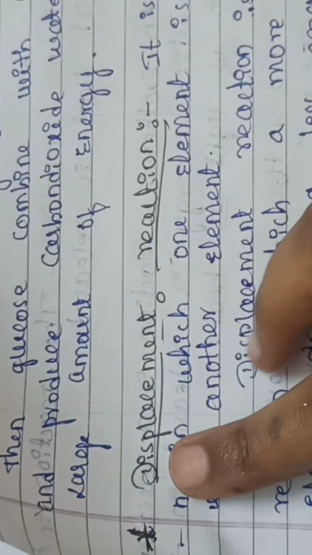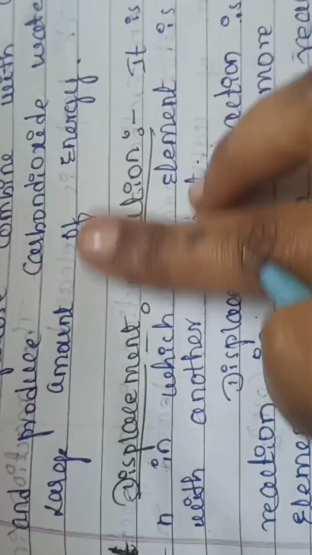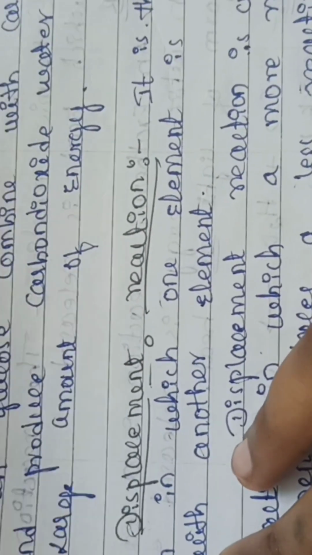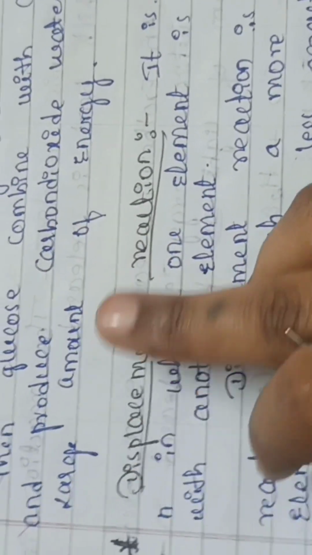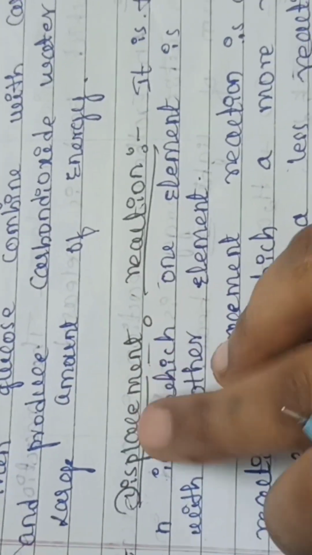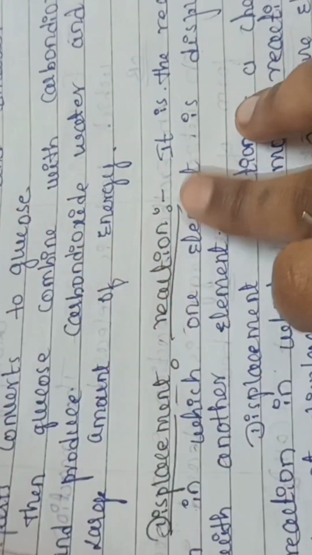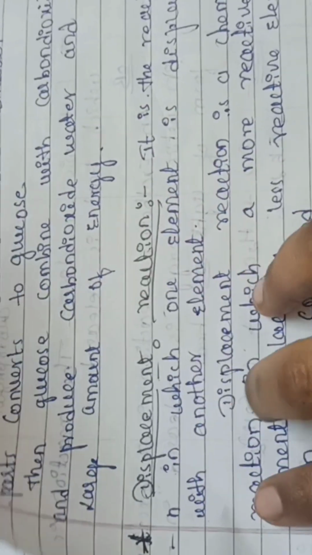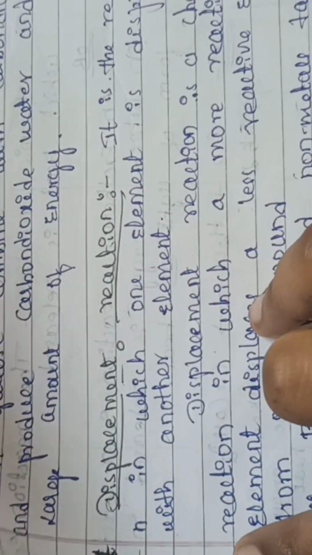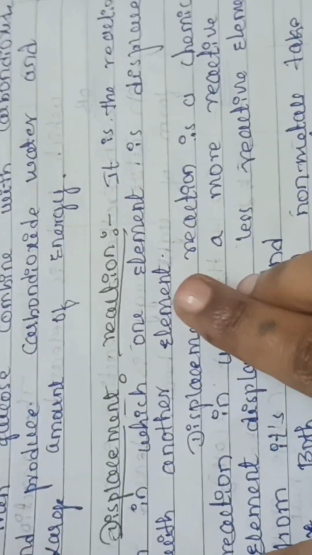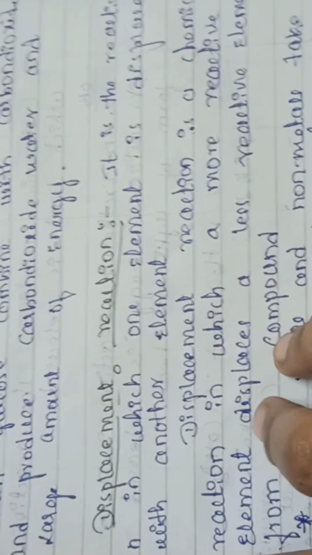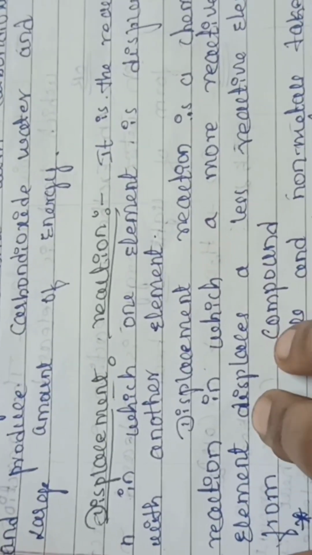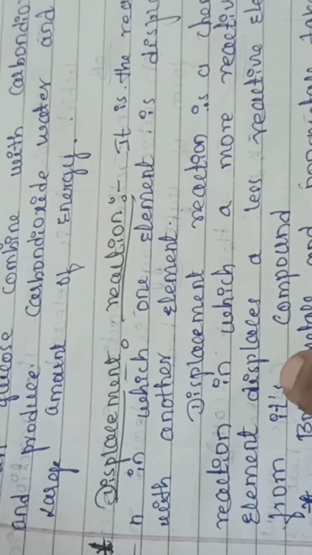Next we will move towards the displacement reaction. What does displacement mean? Displacement means moving from one position to another position, isn't it? So what is the displacement reaction? It is the reaction in which one element is displaced by another element. So how will it displace? A displacement reaction is a chemical reaction in which a more reactive element displaces a less reactive element from its compound.